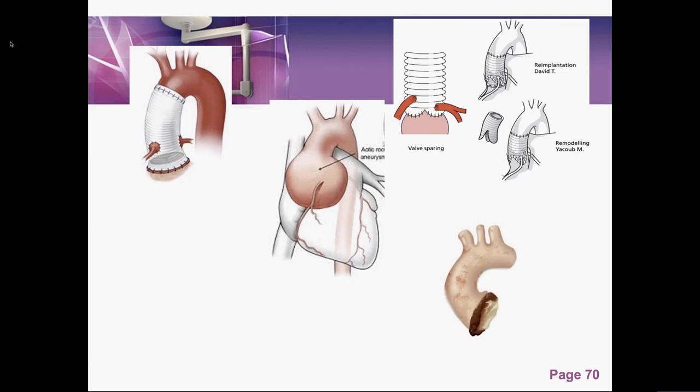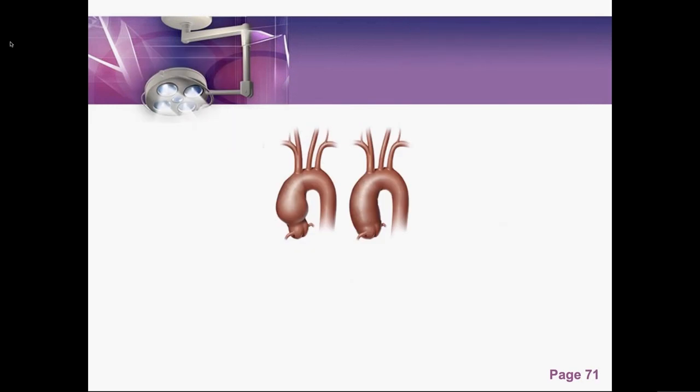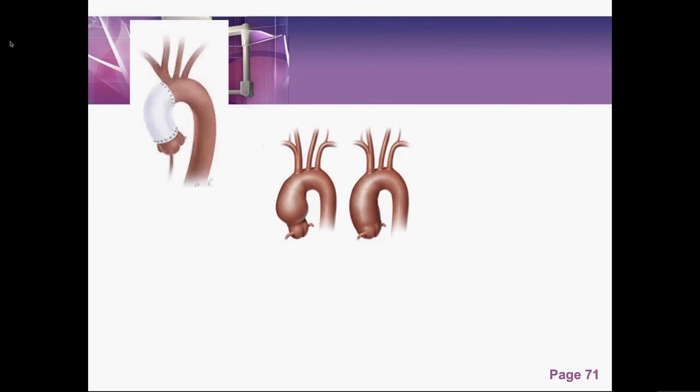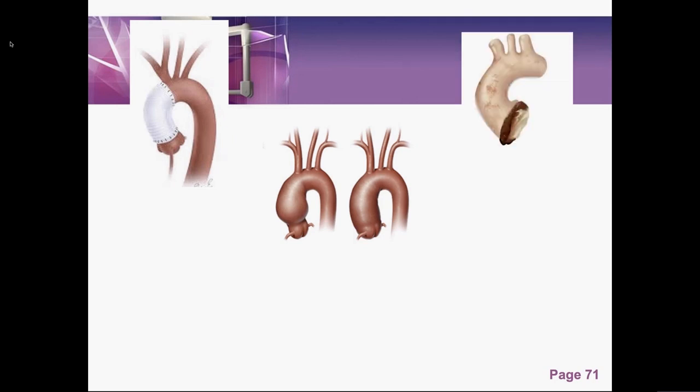Homograft can be used, especially when there's aortic root abscess, and the stentless valve can also be used. In cases of isolated dilatation of the ascending aorta, a simple ascending aortic replacement is performed. Homograft can also be used in these situations, and a modified Bentall is done if the root is dilated in addition to the ascending aorta.